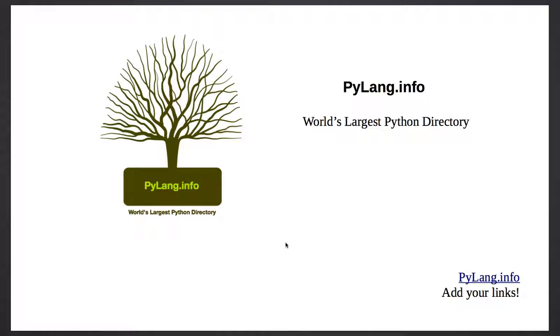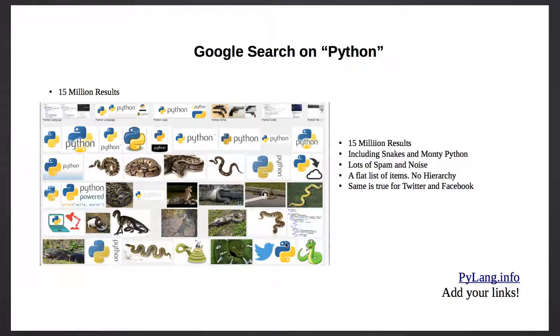To understand Pylang better, let's first take a look at Google. When you search on Google for Python, you get over 15 million results. That includes snakes and Monty Python. It includes lots of spam and noise. But the biggest problem is it's not organized as a hierarchy. It's just a flat list of items.